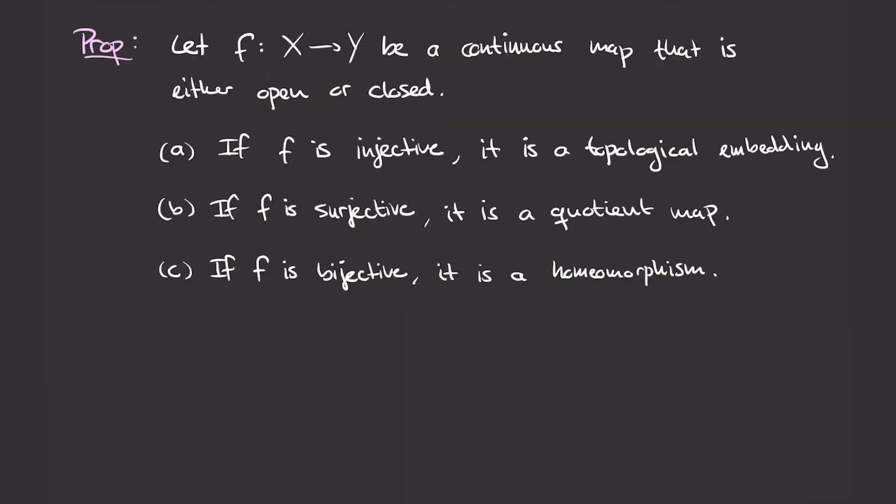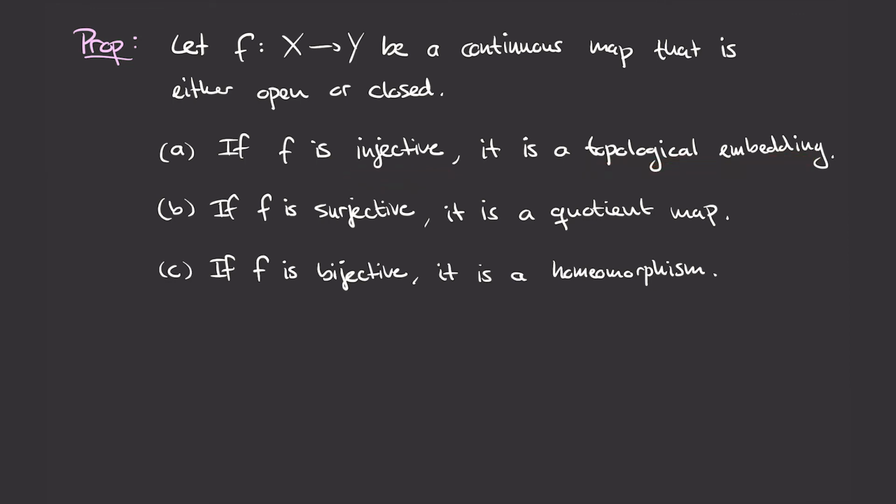I'd like to conclude with this proposition that summarizes some of the results we've seen previously in this series. So repeatedly, we've seen that if we have a continuous map that is either open or closed, then if this map satisfies some additional properties, then it's one of the special types of maps we're particularly interested in. So for example, if we have a continuous map that is either open or closed and is in addition injective, then it is a topological embedding.